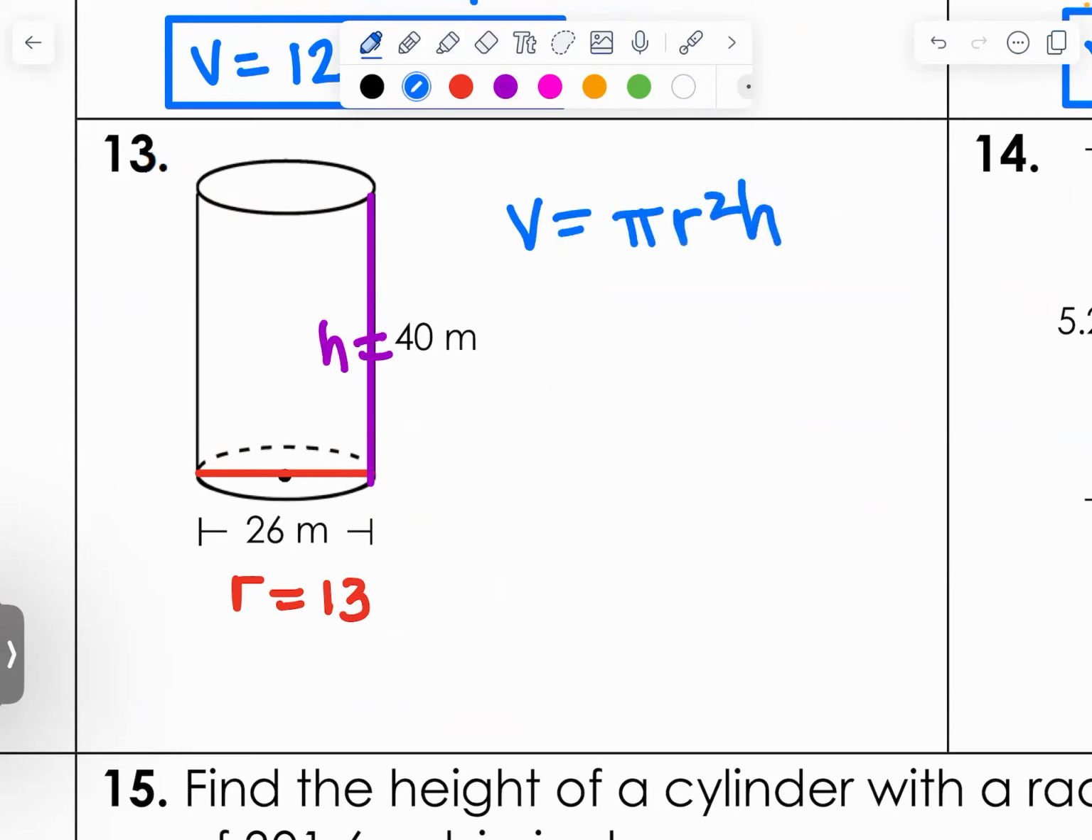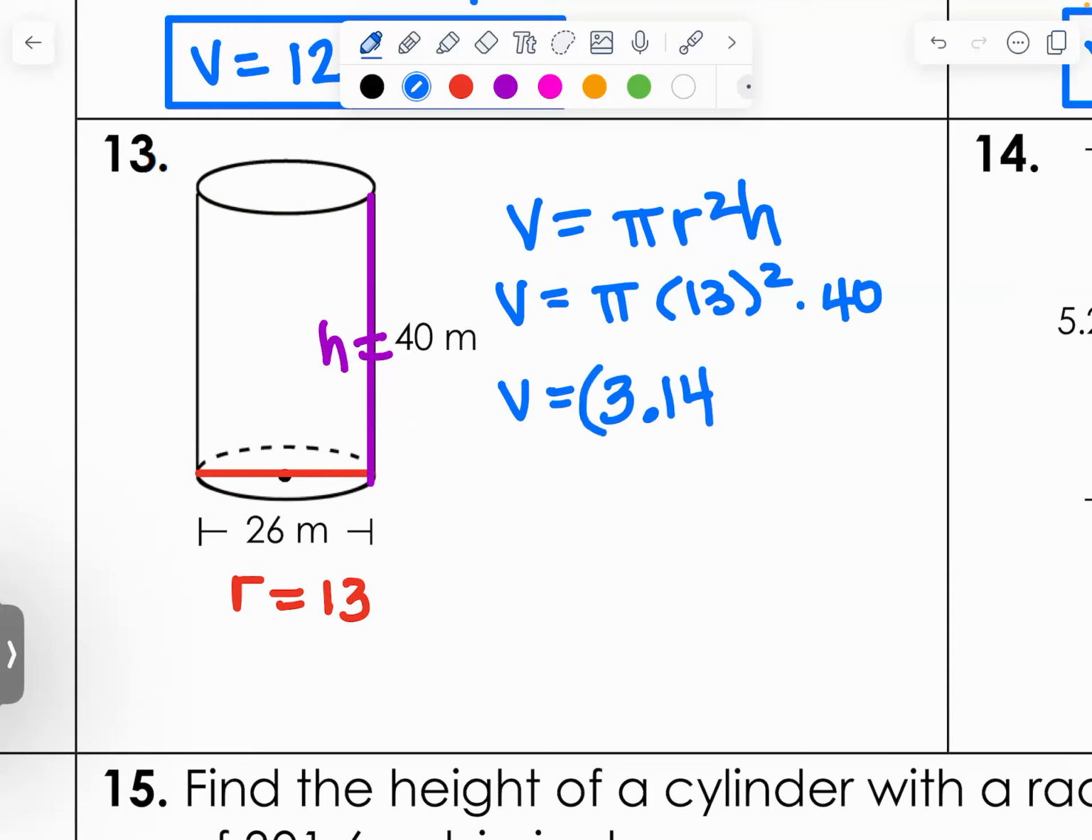So I really like to write the formula first. That way I can make sure that I'm putting the right things in the formula. Oh, what is 13 squared without your calculator? So we have 3.14 times 169 times 40. It's going to be a big number. 21,206.4.